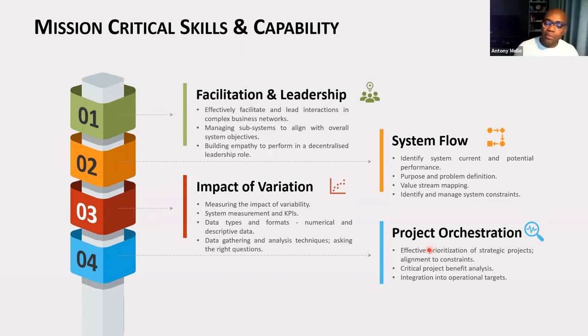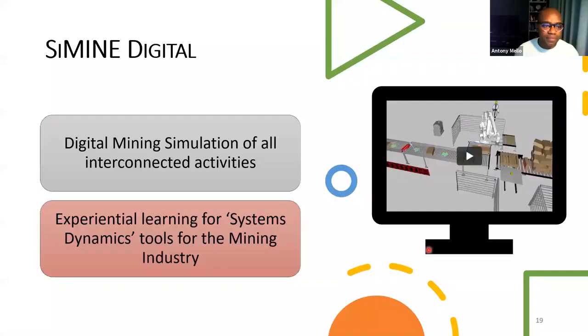So we need a better way of understanding how to do that and integrating that into our long-term strategic targets. So those are the specifics of some of the critical skills that we actually help highlight and facilitate the development of in individuals who actually go through the SiMINE experience.